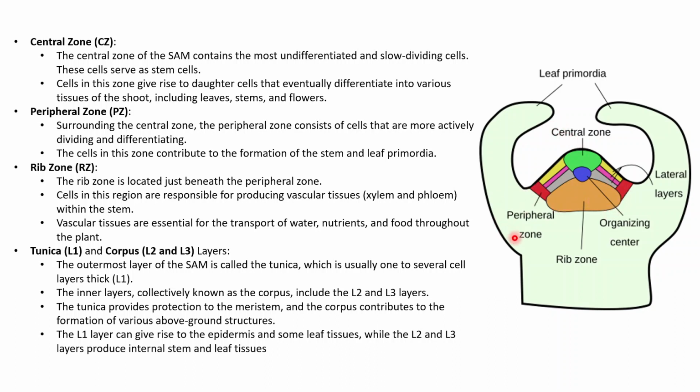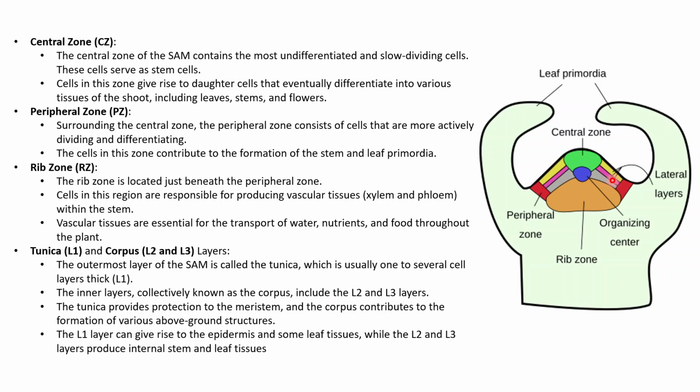Then we have a big orange zone here called the rib zone. The rib zone is located just beneath the peripheral zone. Cells in this region are responsible for producing vascular tissues, xylem and phloem. So the procambium, as we talked about earlier, forms from the rib zone, and the procambium has similar properties of the rib zone and produces xylem and phloem. Vascular tissues are essential for transport of water, nutrients, and food throughout the plant. So the rib zone produces vascular tissues.